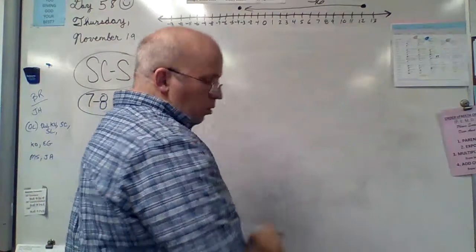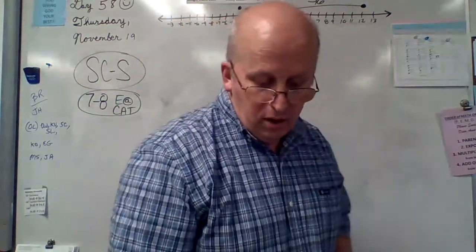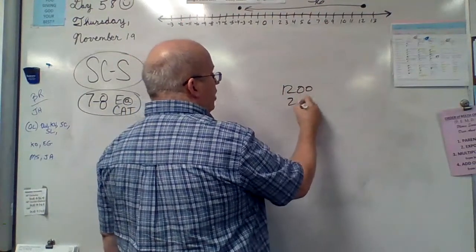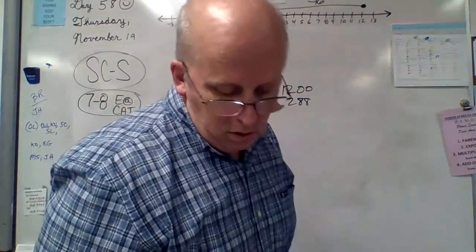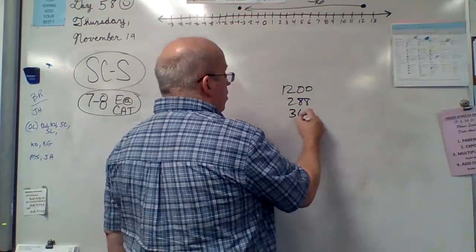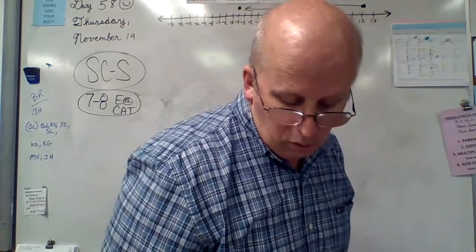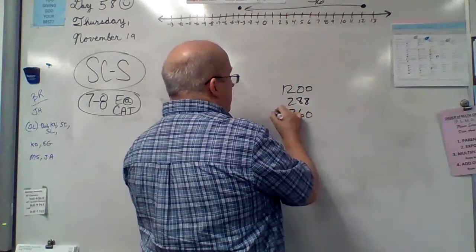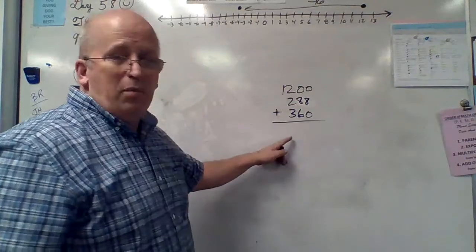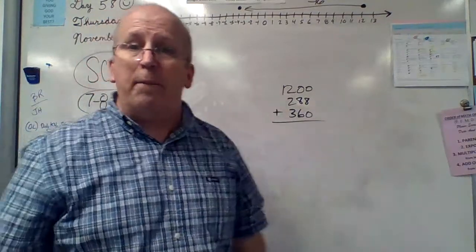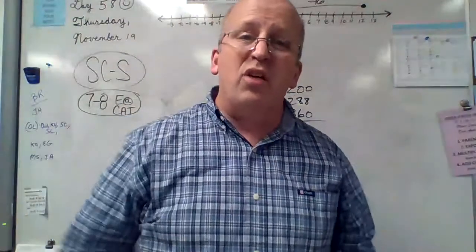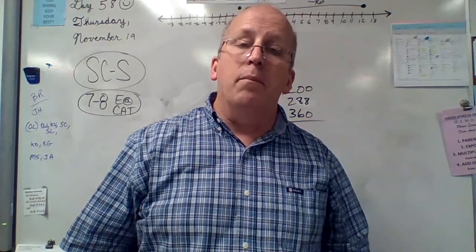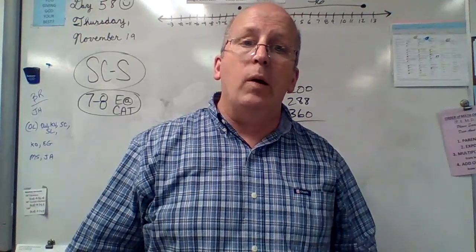Well, hopefully you recognize that maybe the first thing you need to do is take those numbers that are in the table and add them up. I got 1,200, 288, and 360. And once you add them up, that's going to be your total cost of the entire trip. And the total cost of the entire trip needs to be divided up amongst the 24 people that are going.